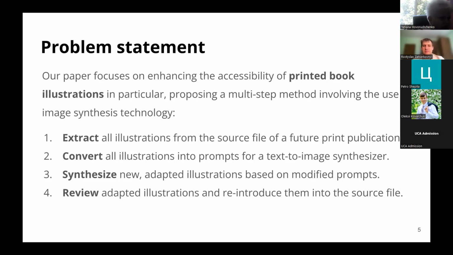So our multi-step method for this involves image synthesis or generative AI technology, and it involves extracting all illustrations from the source file of a future publication, which will eventually be adapted into a proper printed paper book, converting them into prompts for a text-to-image synthesis algorithm, synthesizing new and adapted illustrations based on those prompts, and then reviewing them by a human editor and reintroducing them into the publication.